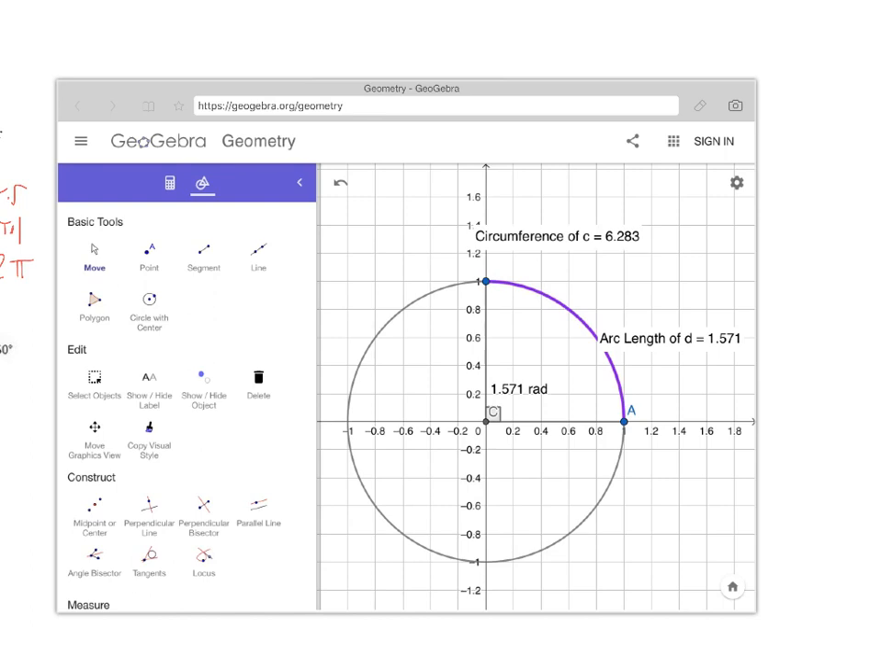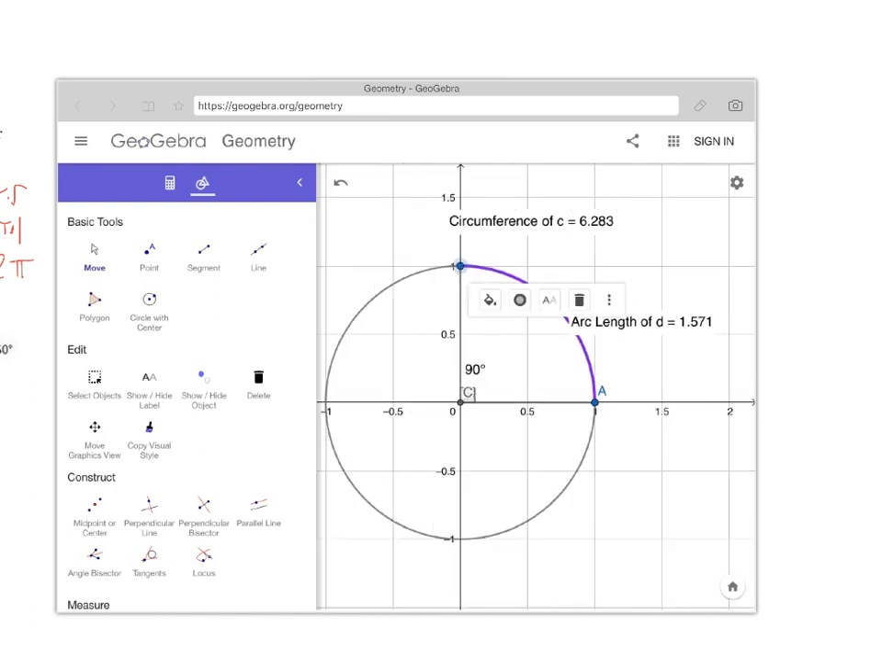Here we have a unit circle in GeoGebra, and we can see that the angle is 90 degrees right here, and that angle subtends, that's the word, subtend. It cuts off or intercepts an arc here. And I've got the arc measured here, 1.571, which that number right now doesn't mean too much to us, but let's look at what's going on here, all right?